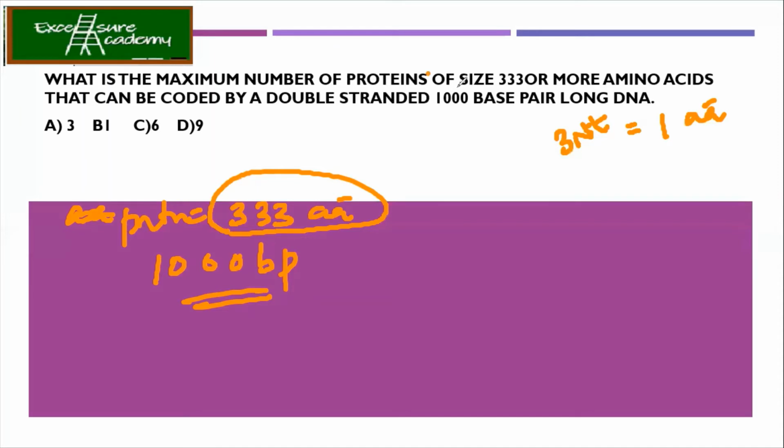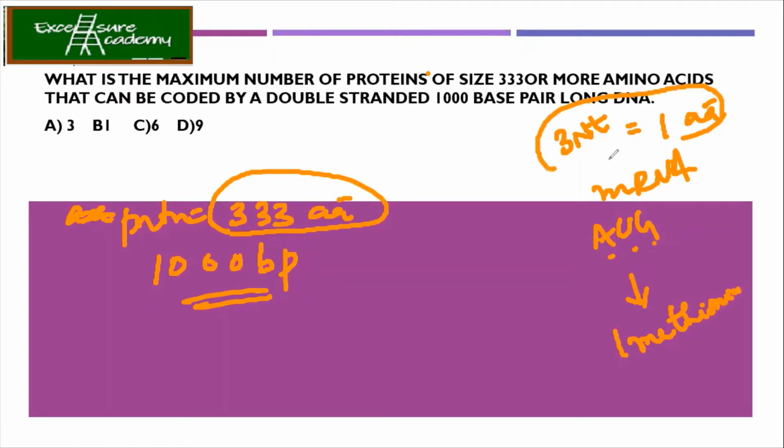Agree? Clear? So 3 nucleotides mean one amino acid because in mRNA, suppose AUG is there, so 1, 2, 3 nucleotides code for one methionine. That's why we say 3 nucleotides mean one amino acid. Now it is 1000 base pairs, so how many amino acids will be there?